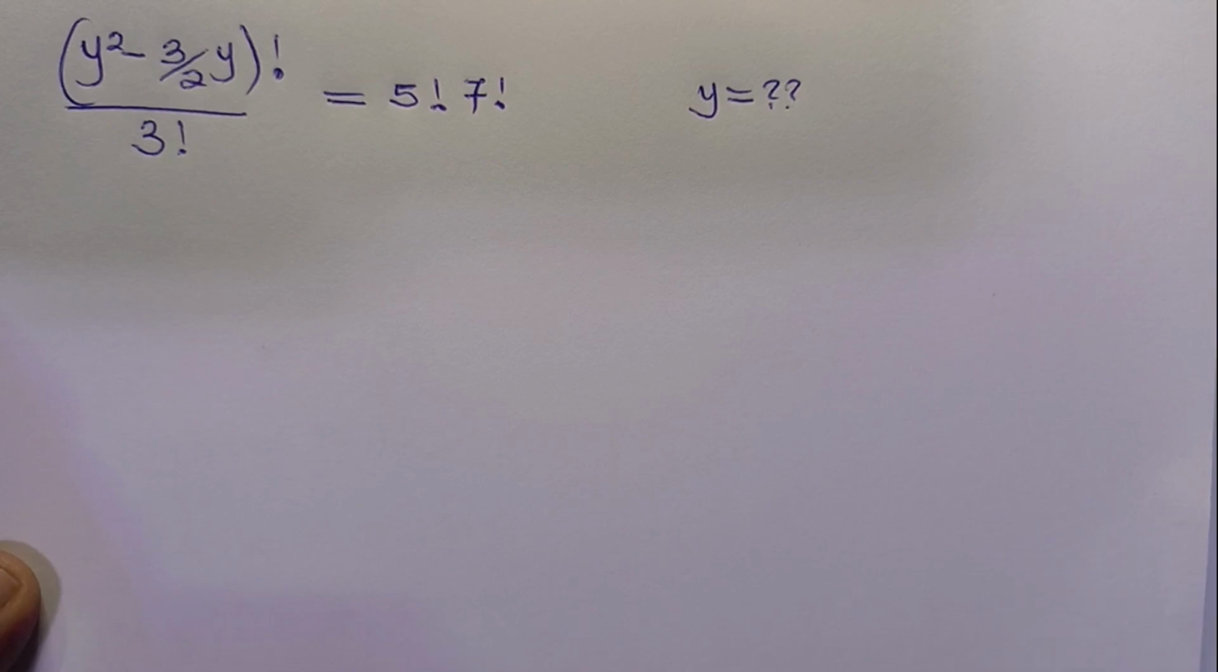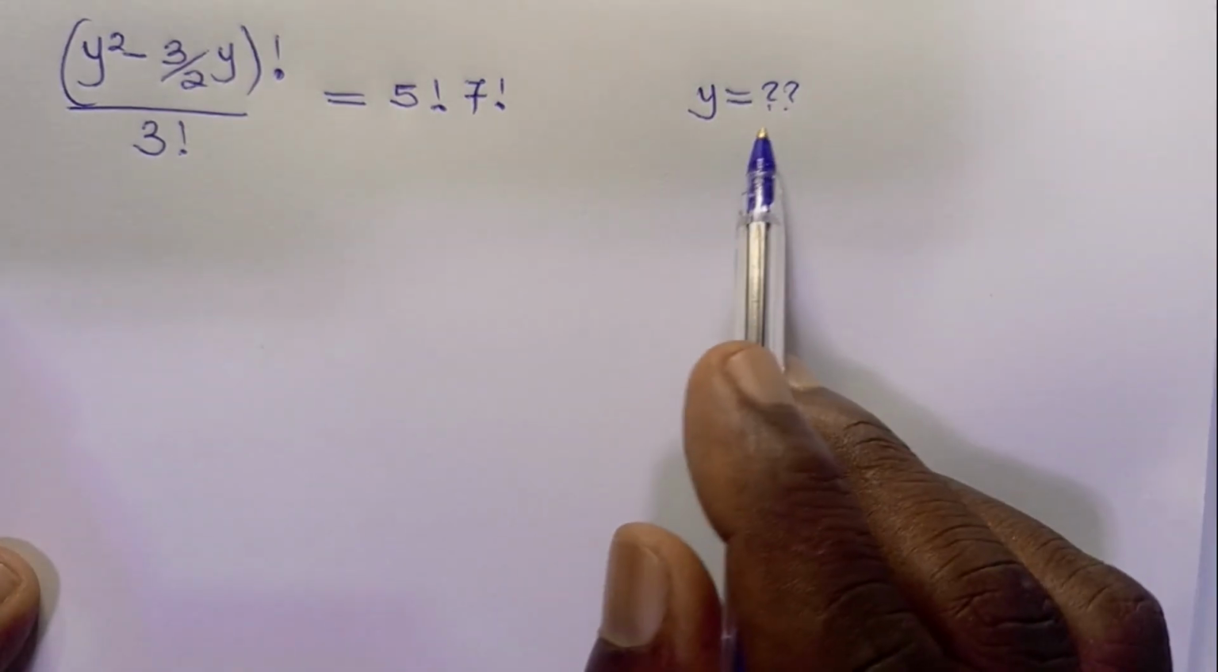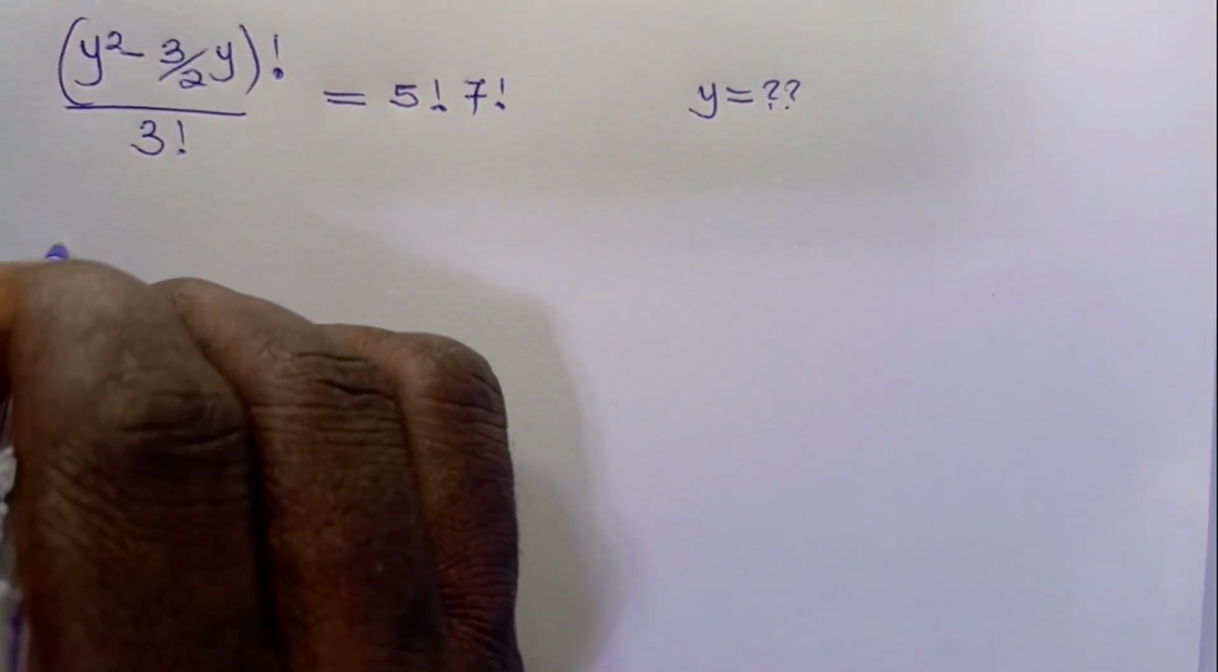Viewers, today we are going to look at how to solve an equation that involves factorials. In this equation we have (y² − 3/2 y)! divided by 3! equals 5! times 7!. What is the value of y? Solution.